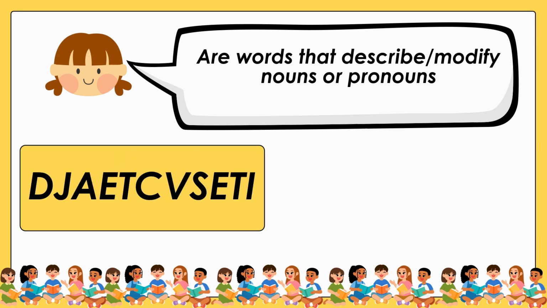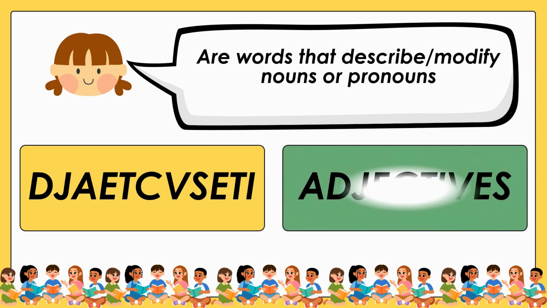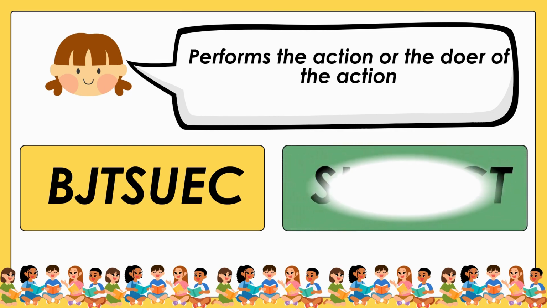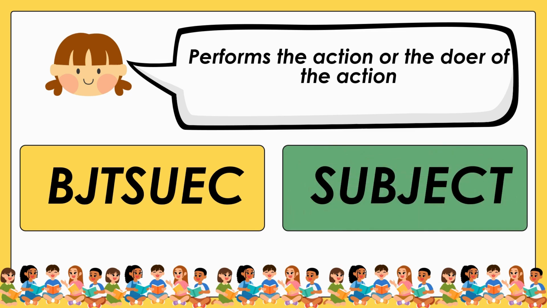Fourth, these are words that describe or modify nouns or pronouns. The correct answer is adjectives. Fifth, this performs the action or is the doer of the action. The correct answer is subject.